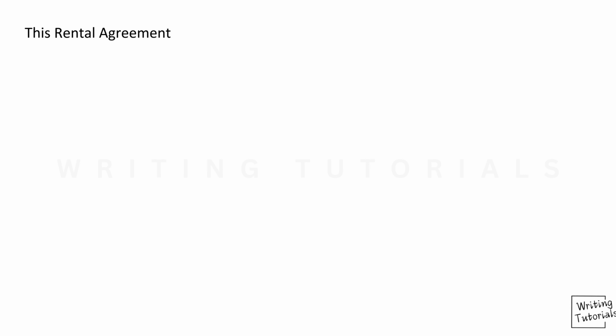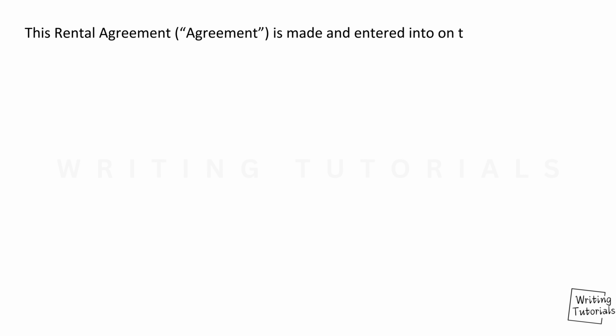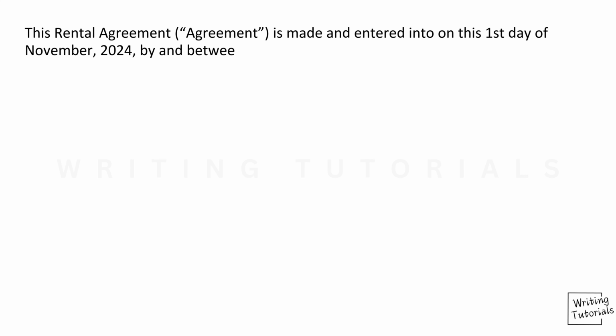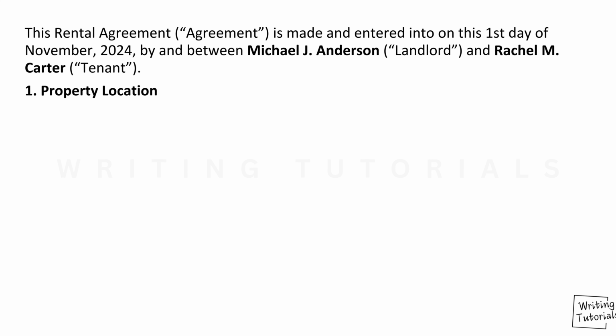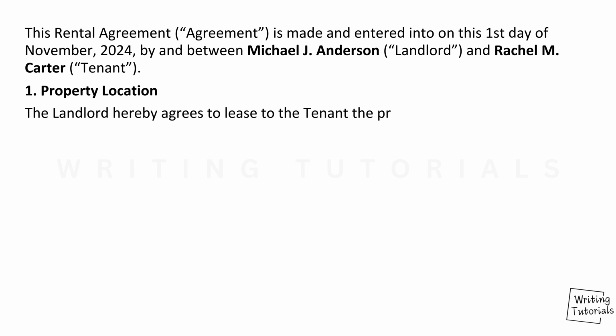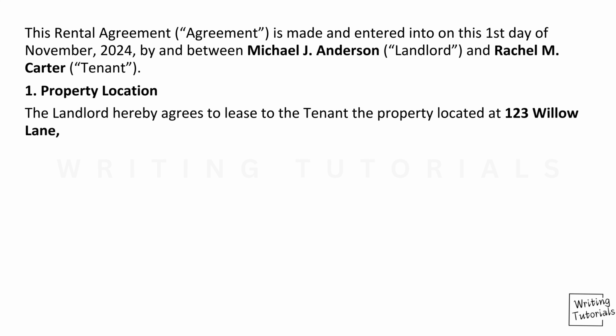After that, you'll begin the body of the agreement with a brief introduction, which clearly states that the landlord is leasing the property to the tenant. Including the property's address again here reinforces clarity. Imagine the landlord and tenant look back at this document months later, they'll easily see which property is under discussion.